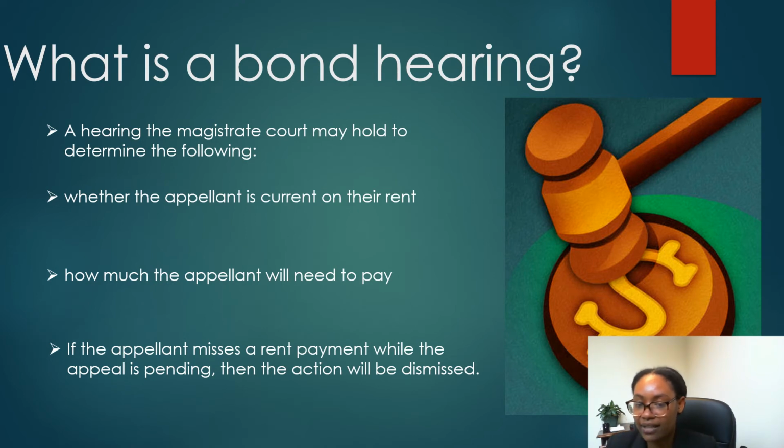And just to reiterate, just to make sure it's very clear, the purpose of this bond hearing is not to go over why you believe that the magistrate court made the wrong decision, what they did incorrectly. That's the appeal hearing. So this bond hearing is to focus on the rent situation, making sure that you are current, and to see how much they need to order you to pay to the court while this appeal is pending. So I just want to make that very clear, that if this is scheduled, you shouldn't think that this is your appeal hearing. Two separate hearings.